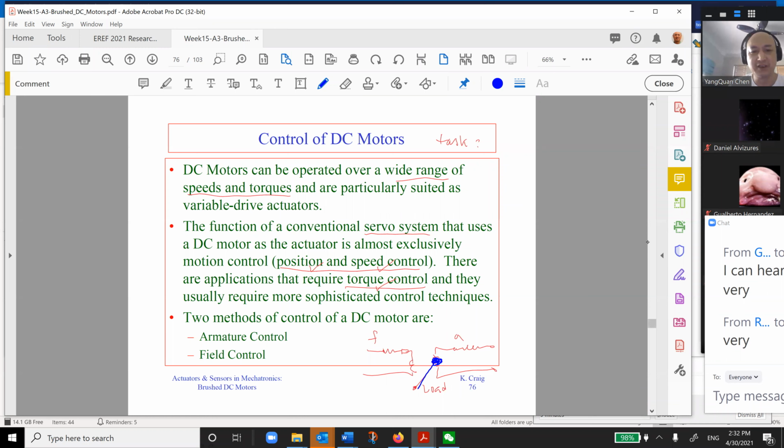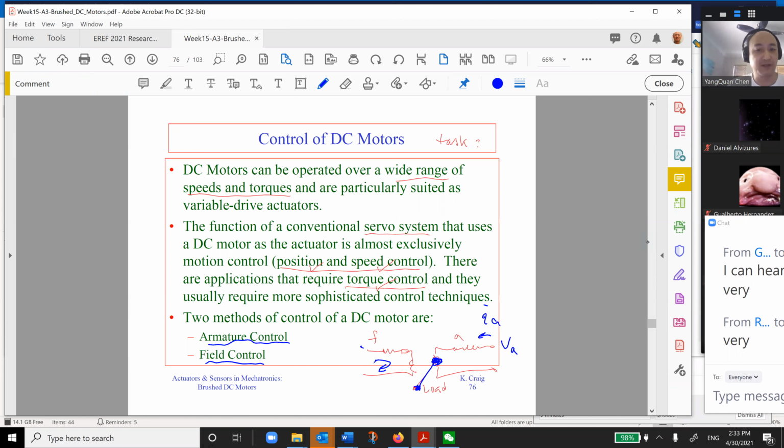So this is the rotor, armature, then have a shaft linked to your load. On this side is called field excitation circuit. And this side is armature voltage, the armature current, and so on. But how do we really control the speed of the motor? So there are two ways. One is called armature control. You don't touch the field. Another one is called field control.